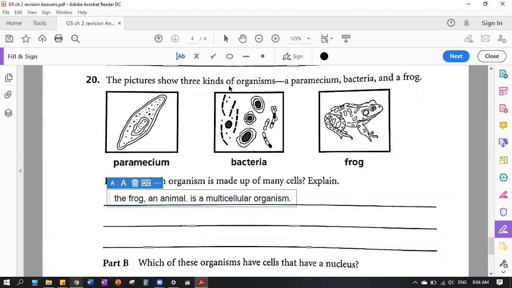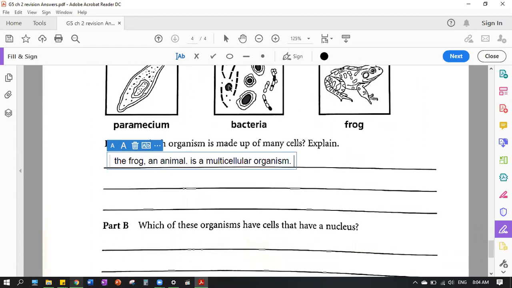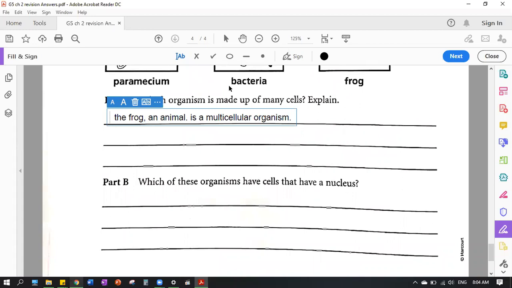But both bacteria and paramecium are, what do we call them? Do you guys remember what we call them? Unicellular. Exactly. Unicellular. Yes, that's right. Part two of the question says, which of these organisms have cells that have a nucleus?